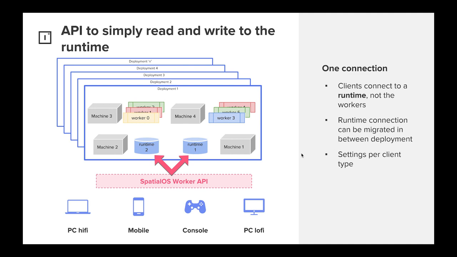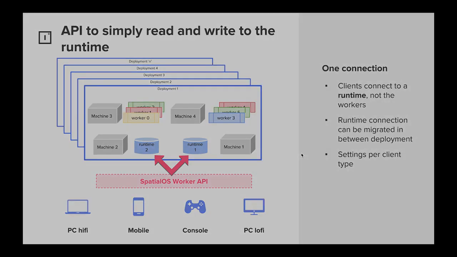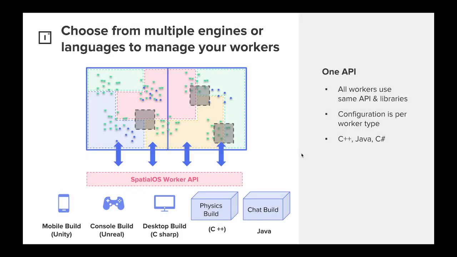And potentially, if you wanted to build the most expensive game ever, they could be using different game engines. You could have an Unreal PC game interacting with a Unity mobile game, backed by a C++ worker in the cloud, as well as a C# worker in the cloud. So the thing to drive home here, and the thing to really take away from this presentation, is that there is only one API for SpatialOS.